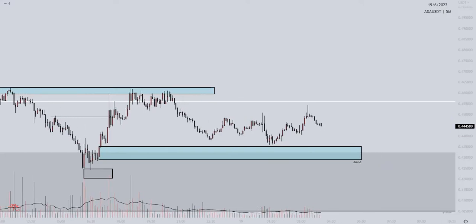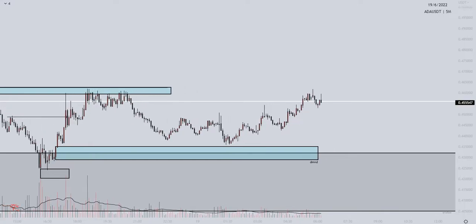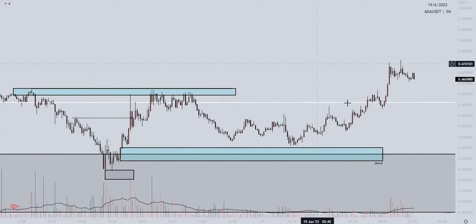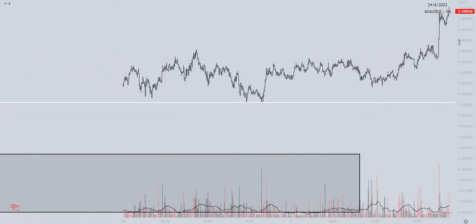Price again creates clean highs and lows. I believe this is the continuation. Oh yeah, hold on. Let me go back for you. Let's get rid of this.